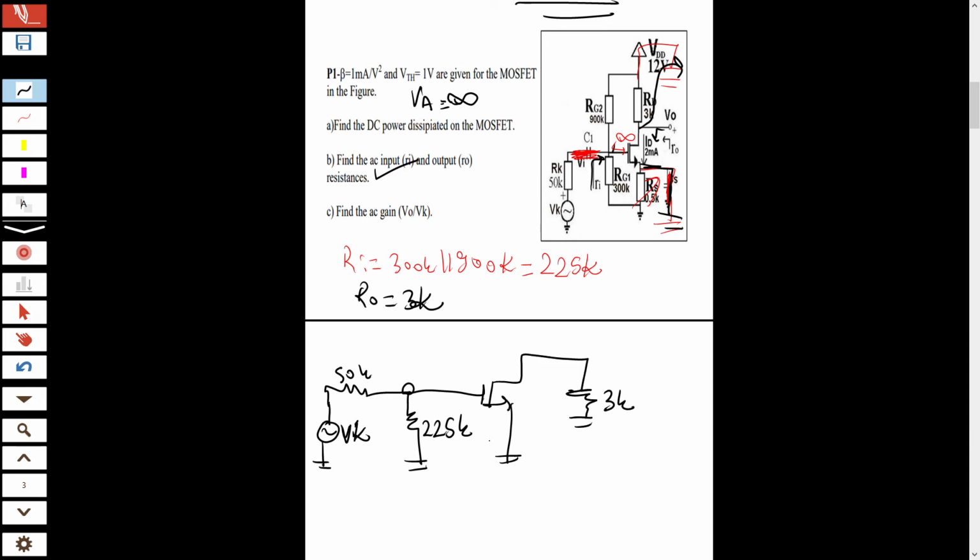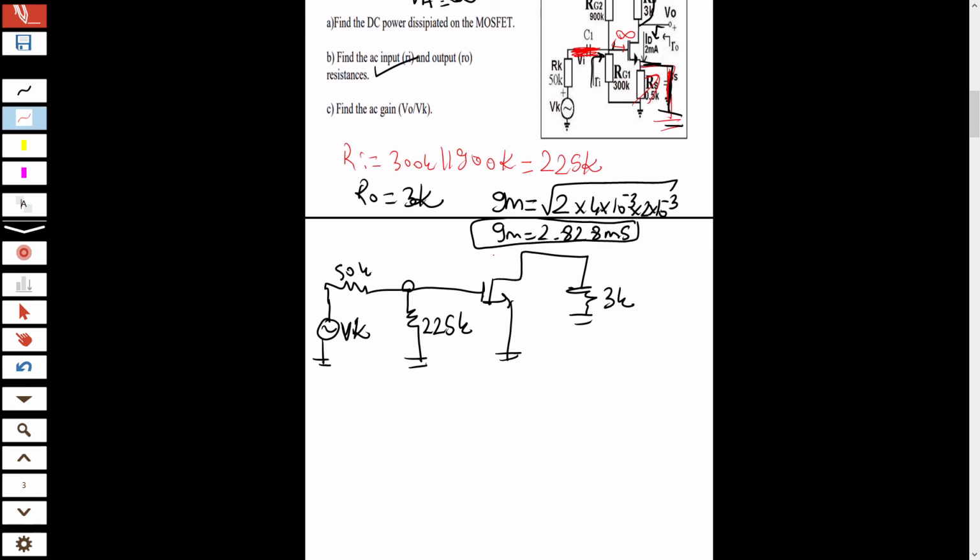That's it, guys. So how can I find gm? First I should find gm, and gm equals 2 times square root of Kn times ID, and ID is 2 milli, so it makes 4 times 4, 8, square root of 8, which is 2.828. So gm is 2.828 millisiemens.